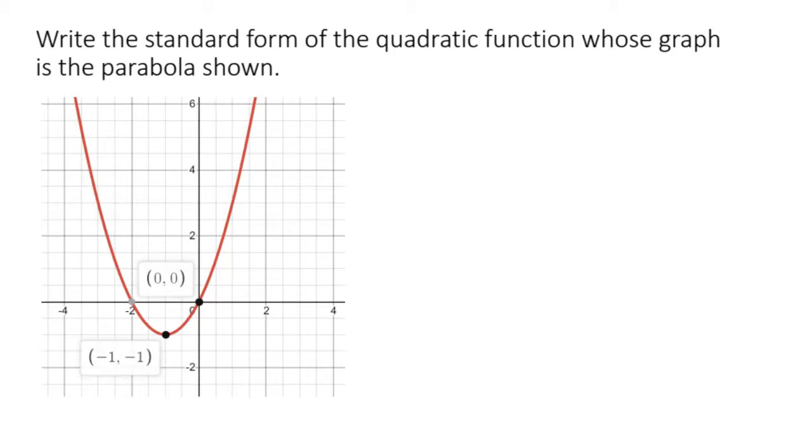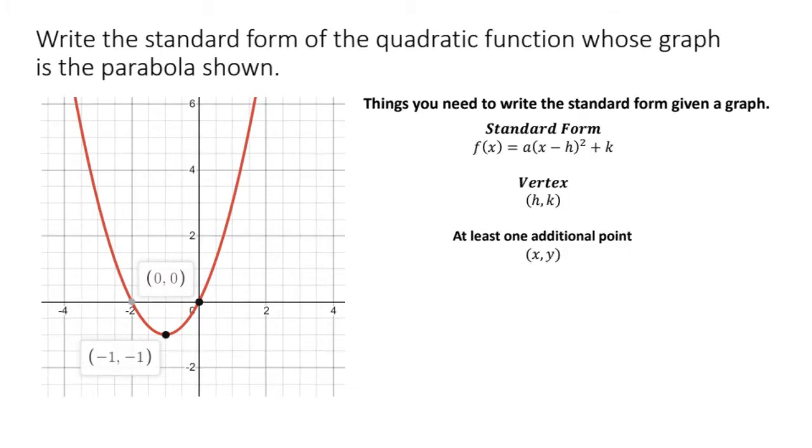So if we look at this graph, what we see compared to our parent function is that this parabola got shifted 1 unit to the left and 1 unit down. So hopefully with this information, we're able to write the function based on what we know using the standard form. Given the vertex h, k, we need at least one additional point to make sure that we have the right function.